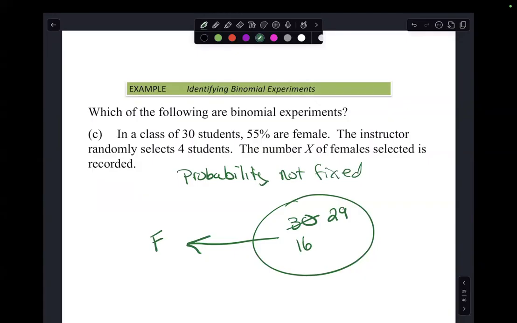Yes. And if I took another one out, let's say I took another female out. Now I have 28 students in there, and there's 15 that are female. So now that probability is changing with every one that's taken out. I get it now. I didn't before, but thank you. Yeah, and you're right.